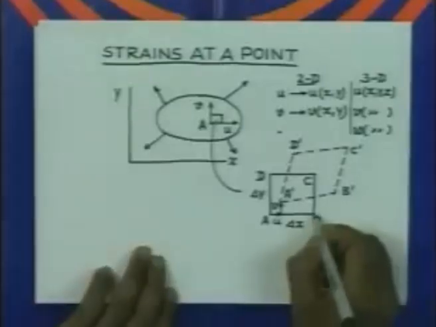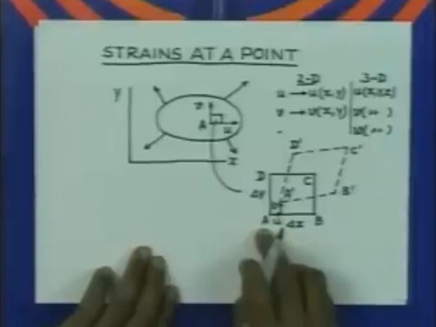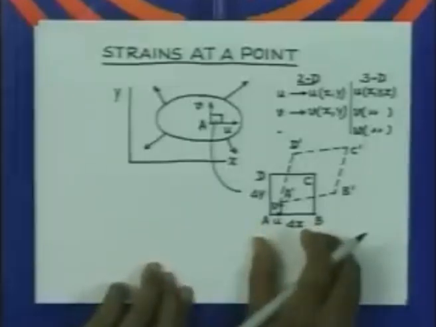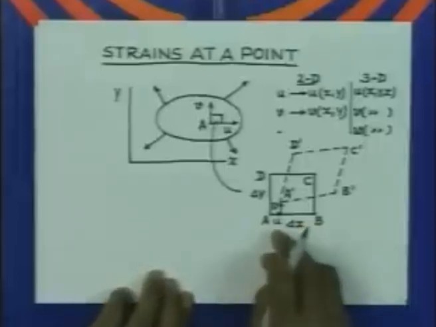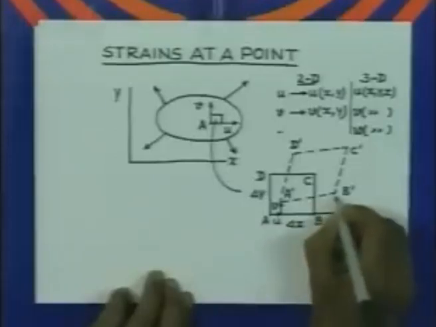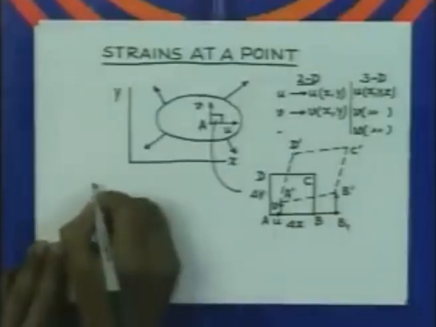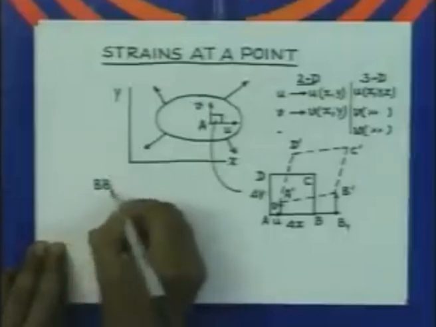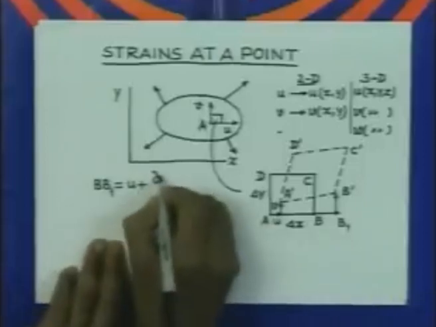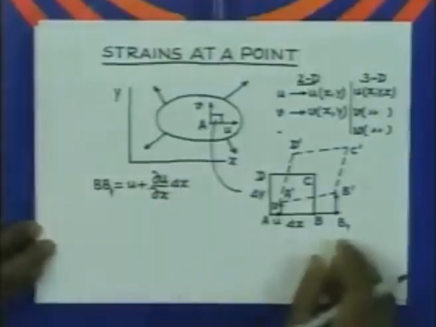Now, if I want to calculate the displacement at the point B, I can calculate it from the displacement of the point A, since the two are at a distance delta x, which is very small. We can expand u in a Taylor series and write the displacement of the point B in the x direction. Let us say that displacement is BB1. So BB1 is equal to u of the point A plus the rate of change of u with respect to x multiplied by delta x. So, that is the displacement BB1.